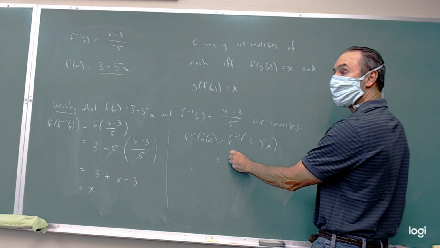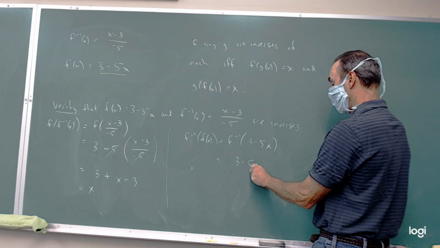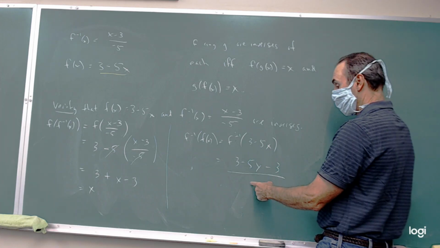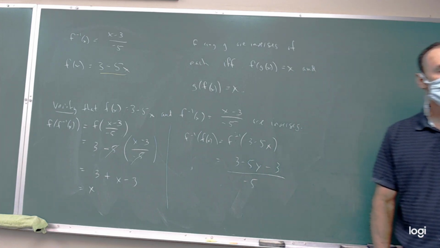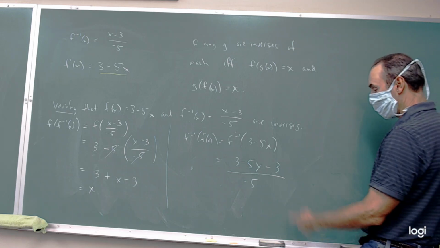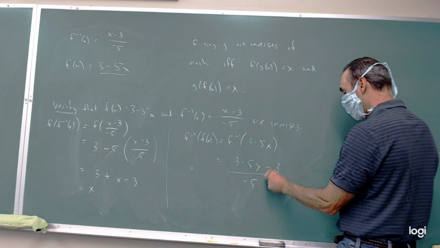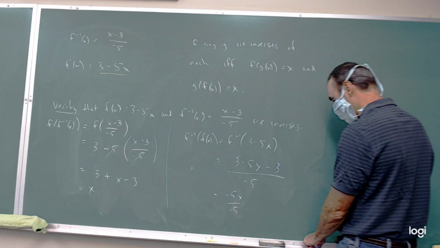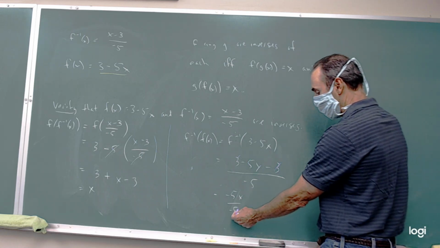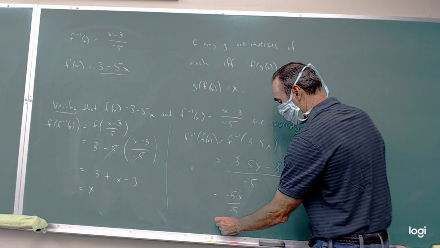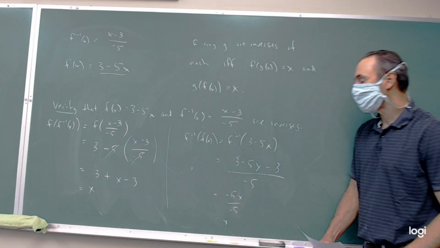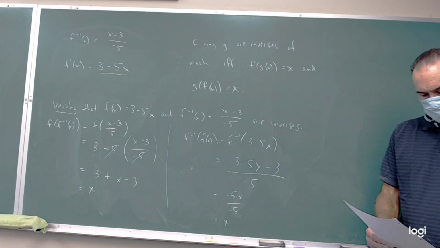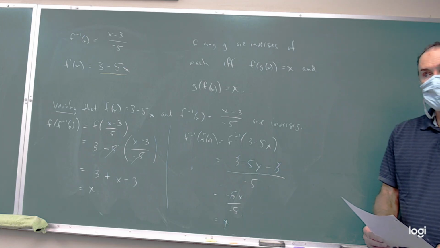So this is going to be 3 minus 5x in parentheses, and then minus 3. Okay, and I don't even really have to have the parentheses there. I think we're okay that way. And then over negative 5. We all right to there? Okay, now we can let the 3 and the negative 3 kill each other off. So that takes us to negative 5x over negative 5. Now we're cleared to cancel the negative 5. And so we're going to get x. And so we have shown that f inverse of f of x is indeed equal to x. Therefore, they're going to be inverses. Okay. All right so far?